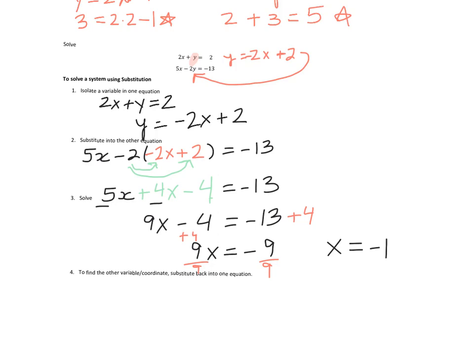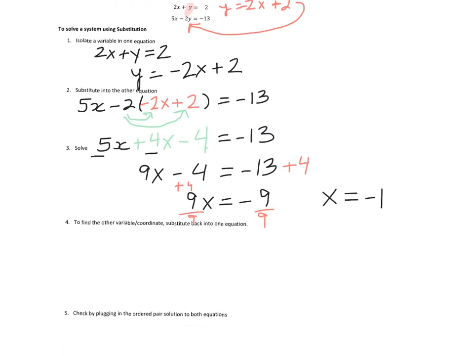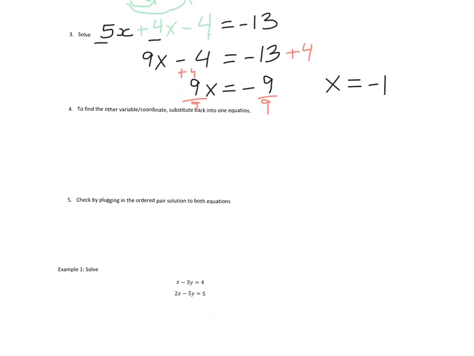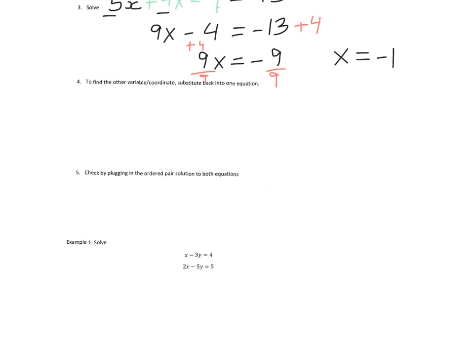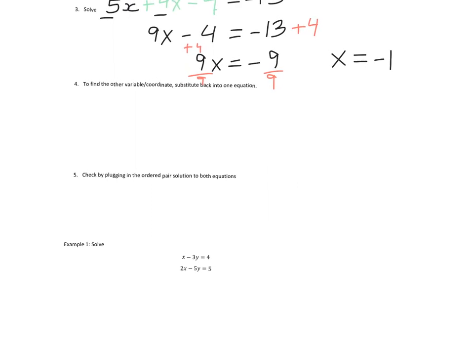Okay, so remember that's half a solution, because a solution has to be an ordered pair. So now step 4 is to find the other variable, the other coordinate, by substituting back into one equation. We can choose either equation. It doesn't matter. We can either choose 2x plus y equals 2, or 5x minus 2y equals negative 13.